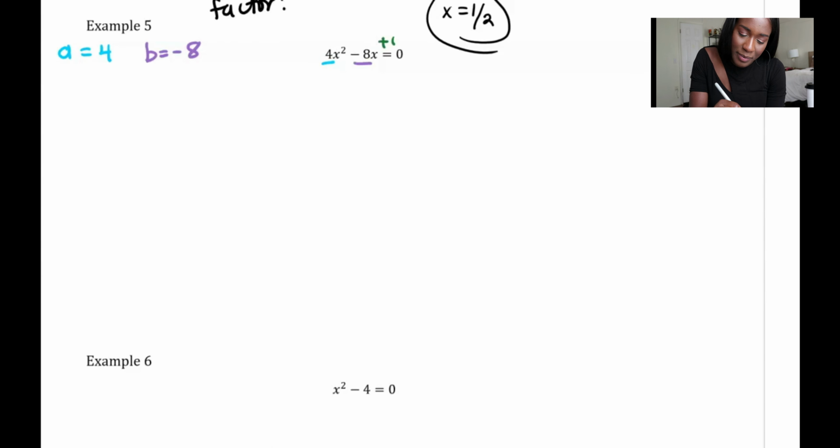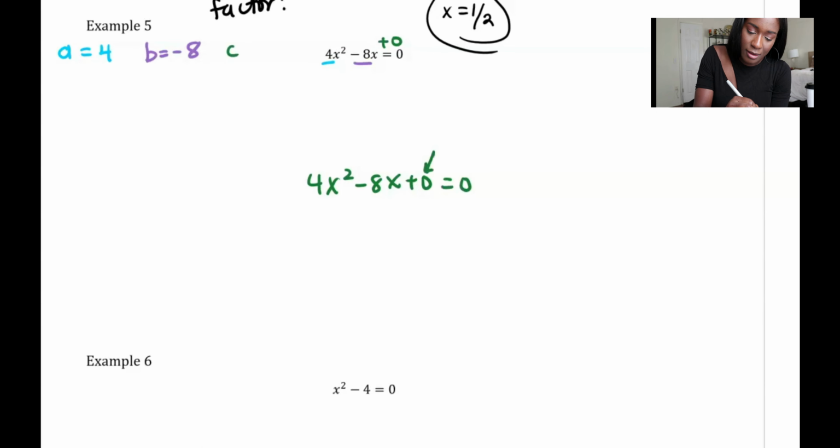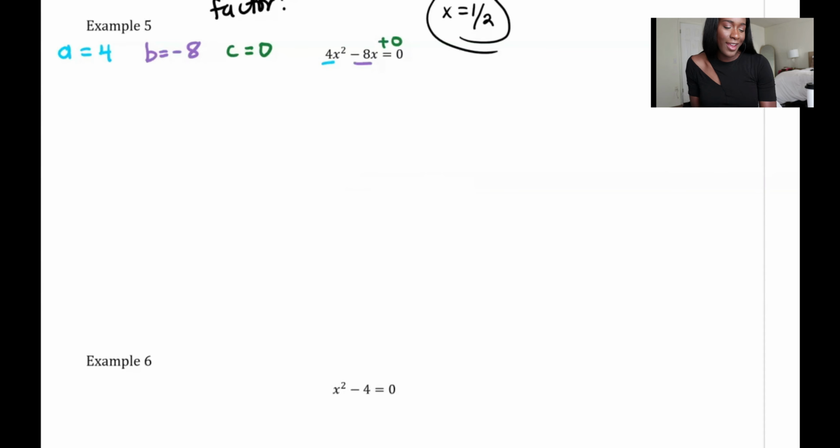If I could put a +0 right there. So basically what I'm saying is I could write this equation as 4x squared minus 8x plus 0 for you to see that C is 0. I know, I'm corny.